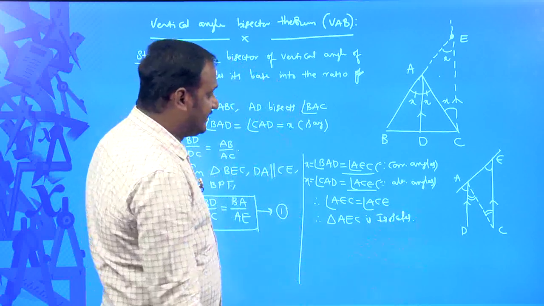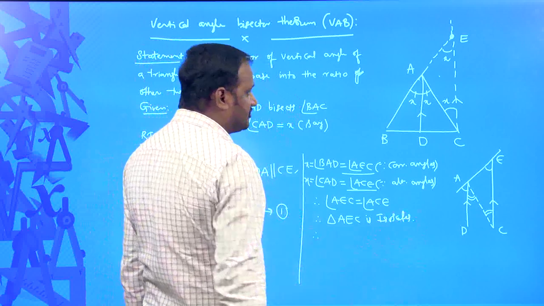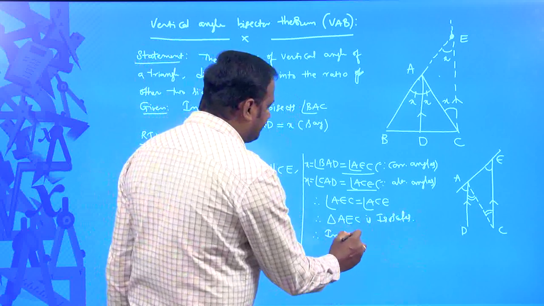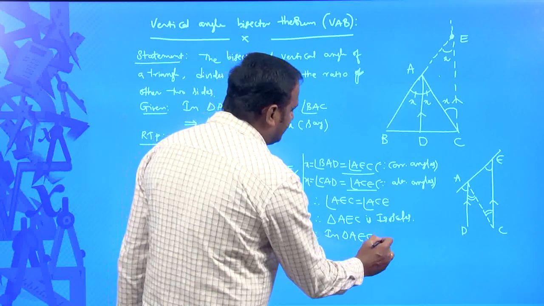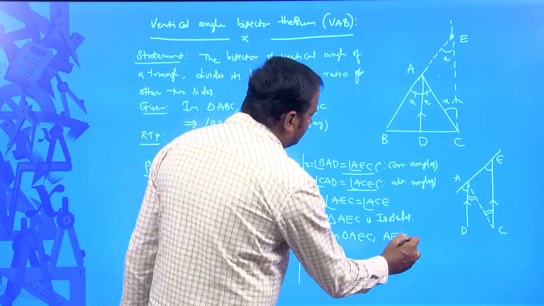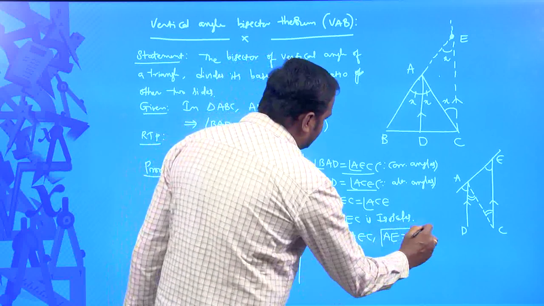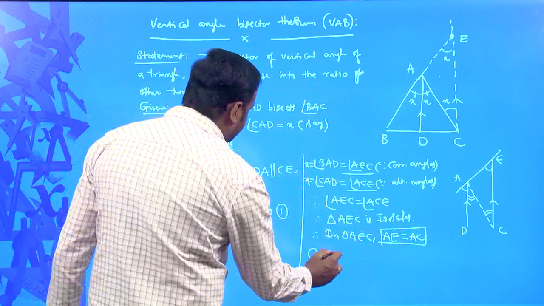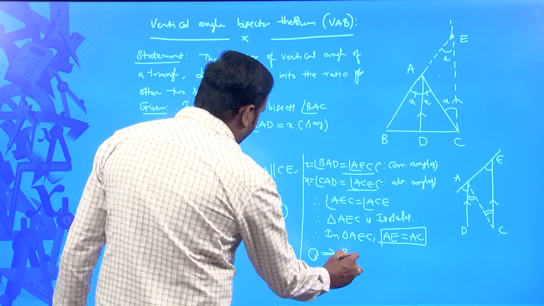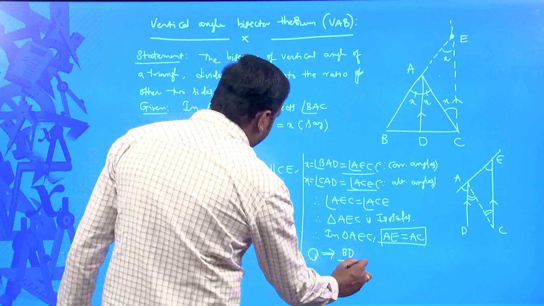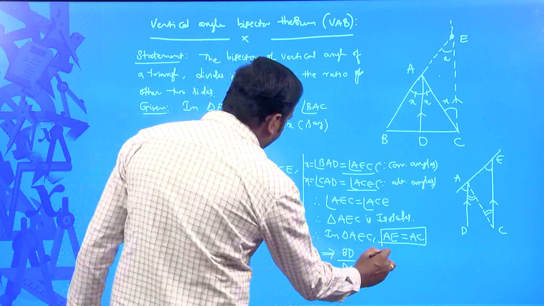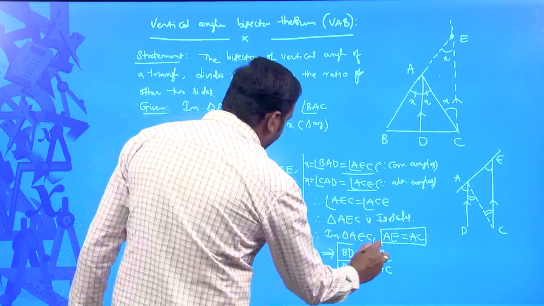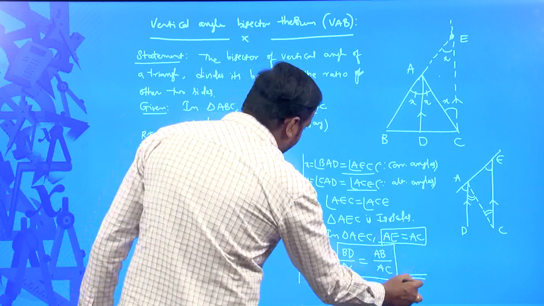Since it is an isosceles triangle, the sides opposite to equal angles are equal in triangle AEC. In triangle AEC, AE is equal to AC, right. So, when you substitute AE equal to AC in the first equation, the first equation will become BD by DC is equal to BA by AE, which is AB by AC. So, this is what is called the vertical angle bisector theorem.